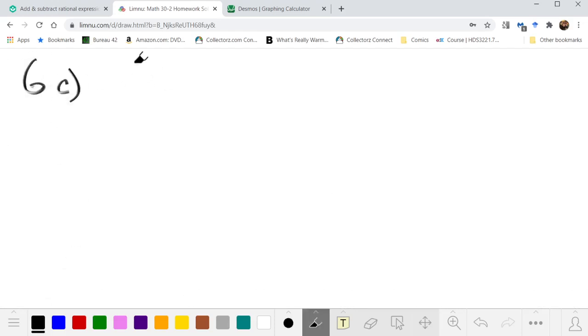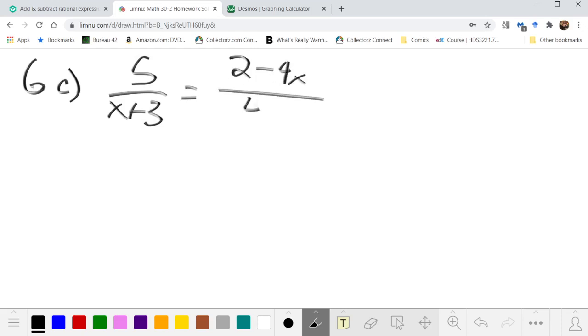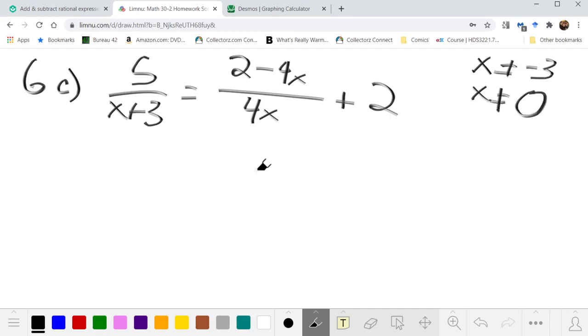6c. 5 over x plus 3 equals 2 minus 4x over 4x plus 2. So, restrictions, x cannot be negative 3 or 0. And again, we can cross multiply or just multiply everything through by both denominators. I actually prefer to think of it as multiplying everything through rather than cross multiplication because of cases like this where we have two terms being added together.